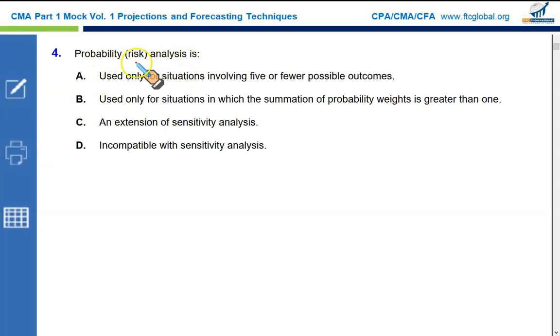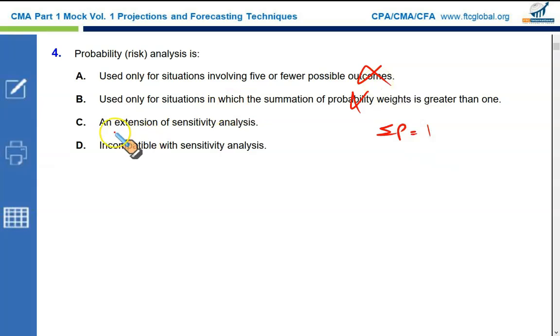Probability analysis or the risk analysis is used only for situations involving 5 or fewer possible outcomes. Wrong. Probability analysis is not just limited to 5 or fewer possible outcomes. You could extend it beyond that. Wrong. Probability analysis is used only for situations in which the summation of probability weights is greater than 1. This is wrong. The sum of probabilities must always be equal to 1. Incorrect.